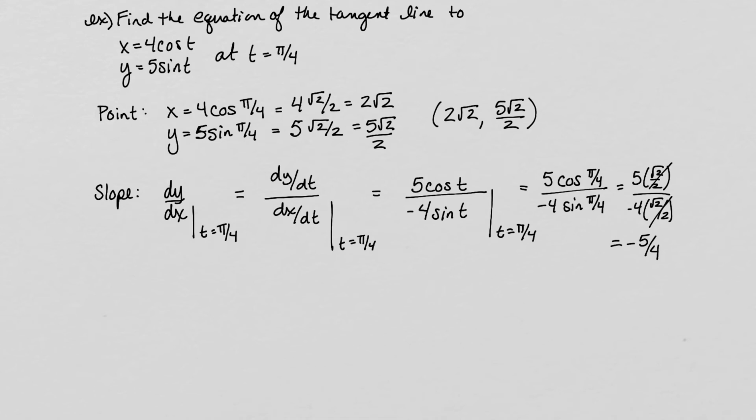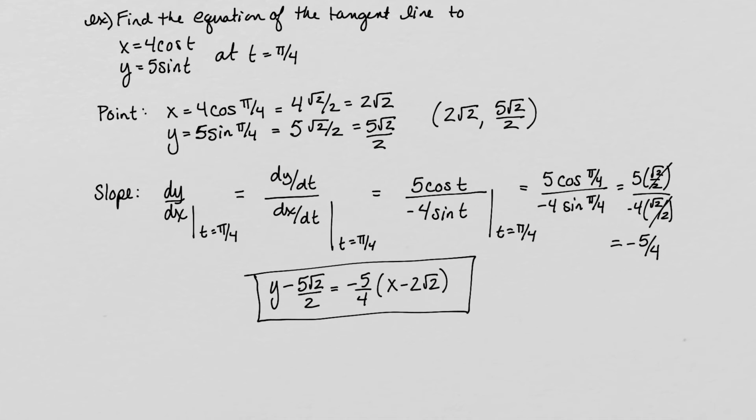So I now have slope and I have a point. I don't care whether you use point slope form or slope intercept form. I tend to use point slope form. So remember, point slope form is going to be y minus the y value. So my y minus 5 root 2 over 2 equals my slope, minus 5 quarters, times x minus 2 root 2. And so that's good enough for me for a final answer. So there's the equation of the tangent line. Questions?